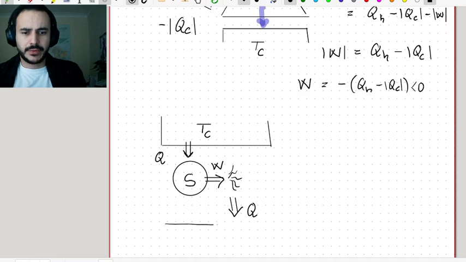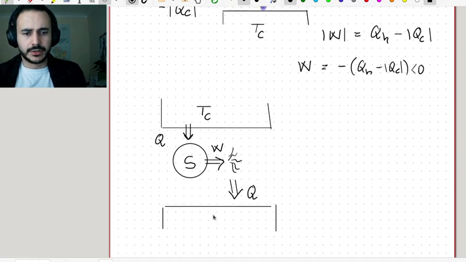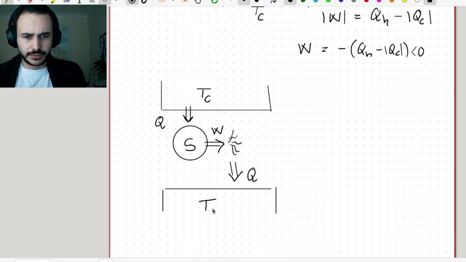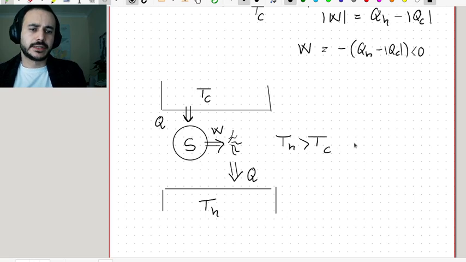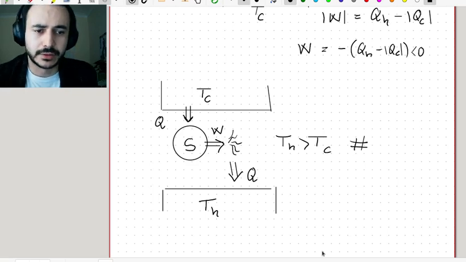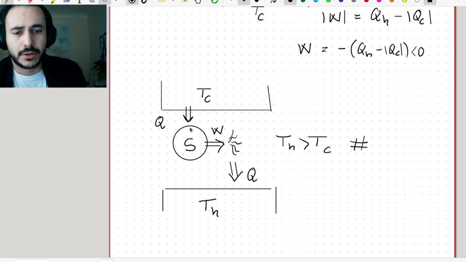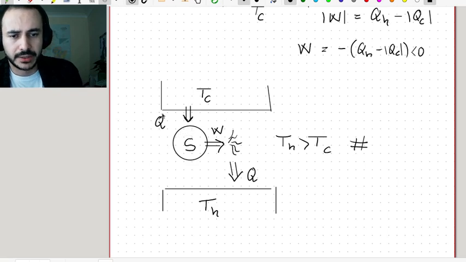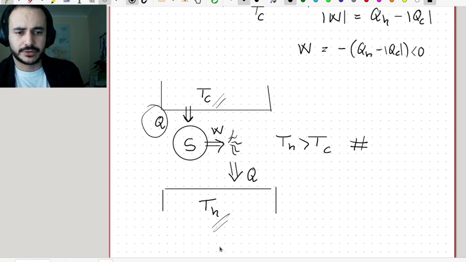And then we are free to put that heat wherever we want to put it. Okay, so this heat in particular could go into a reservoir at some temperature TH. And if TH is larger than TC, then we are violating Clausius' statement of the second law, because all we're doing here is taking heat from a source at a definite temperature into another heat source at a larger temperature, and this is not allowed.